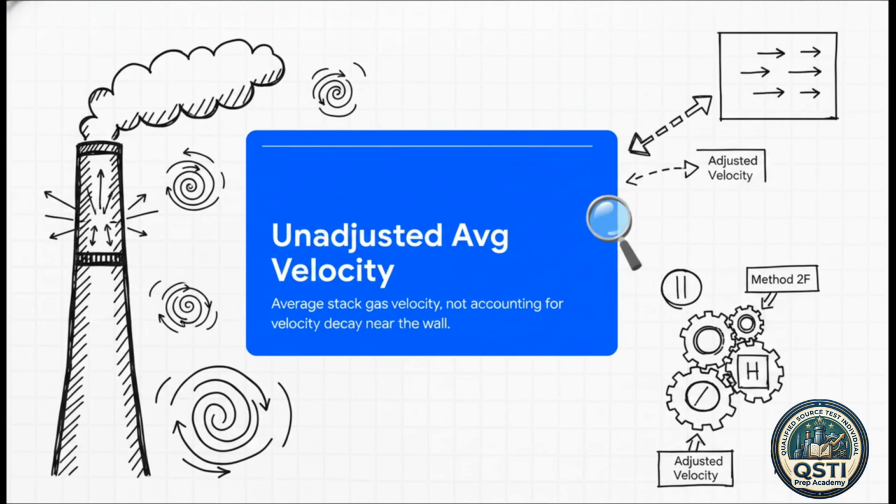So picture this physical reality for a second. Gas is flowing through a massive stack, right? But it actually slows down when it scrapes against the walls, just because of friction. That creates what we call wall effects. Honestly, by itself, this unadjusted average stack gas velocity is incomplete because it totally ignores that decay. Method 2H takes this unadjusted number, and when you pair it with Methods 2, 2F, and 2G, it transforms it into a highly accurate adjusted figure.